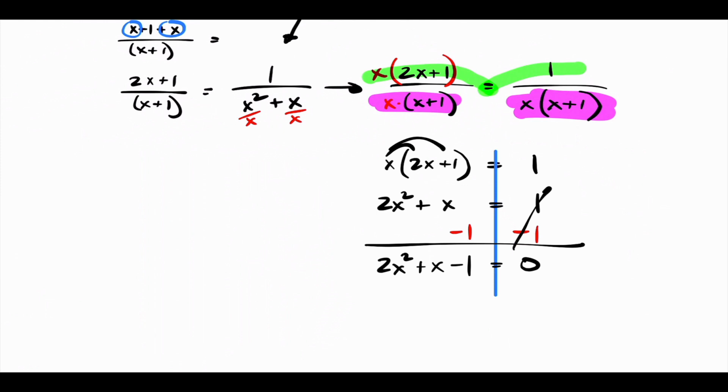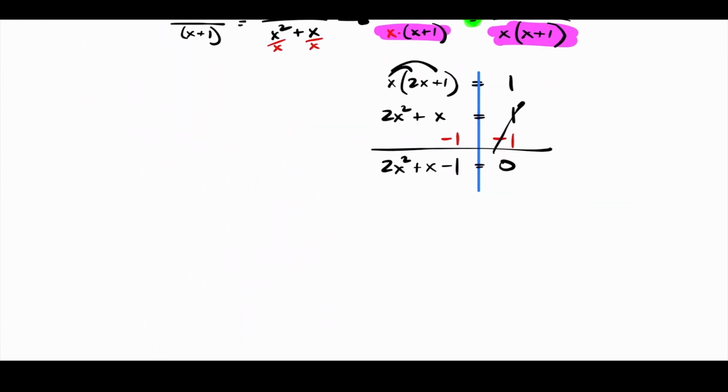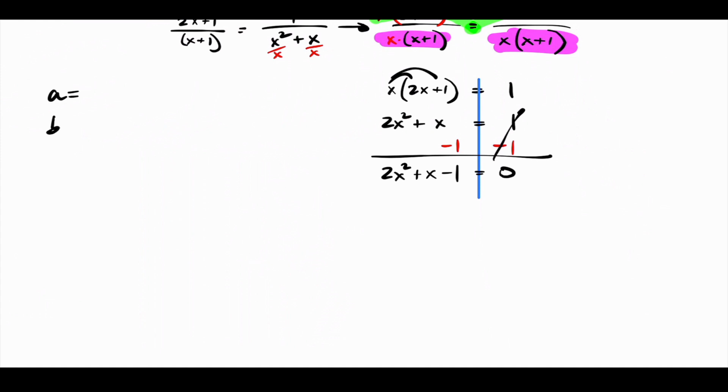Trinomial? Yep, already set it equal to 0. Doesn't have a GCF, so ABC. A is 2, B is 1, C is negative 1. Negative 2, positive 1. What are the two numbers that multiply to be negative 2 but add to be positive 1? Say 2, 1, negative 1. Yep, you guys got it.